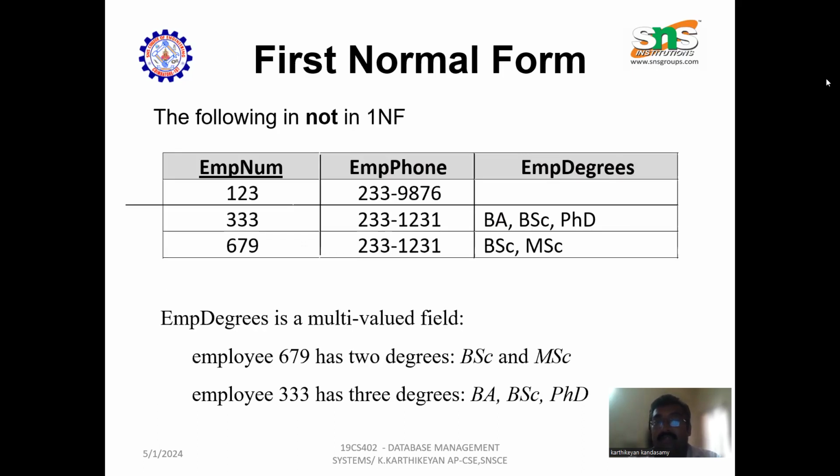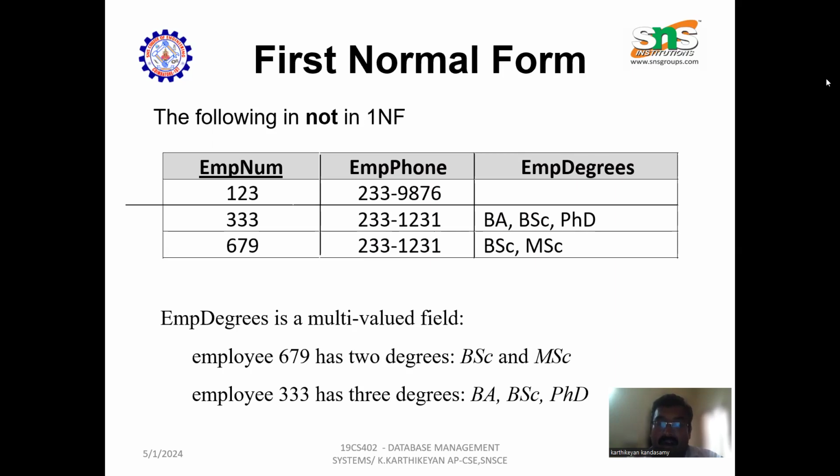For example, the following is not in 1NF. So 1, 2, 3, 2, 3, 3, 9, 8, 7, 6. First one: employee number, employee phone number, employee degree. So in the first column, there is no degree. The second one: 3, 2, 3, 3, 1, 2, 3, 1, BA, BSc, PhD. And 6, 7, 9, the second employee number, employee phone number, employee degree, BSc and MSc. So employee degree is a multiple value field.